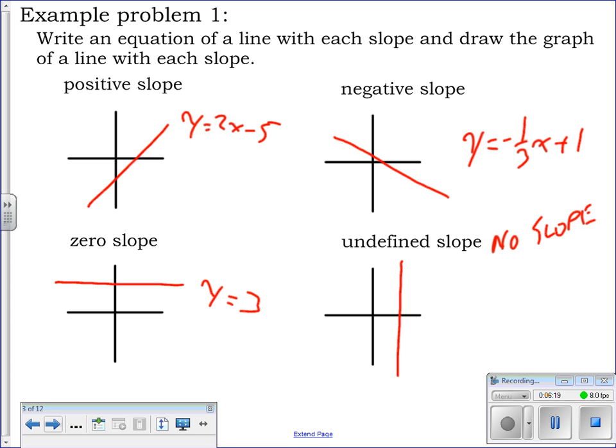There is no run. There's only a rise. And these are always x equals some number. If it's x equals some number, there is no y coordinate. It has an undefined slope or no slope. Questions?